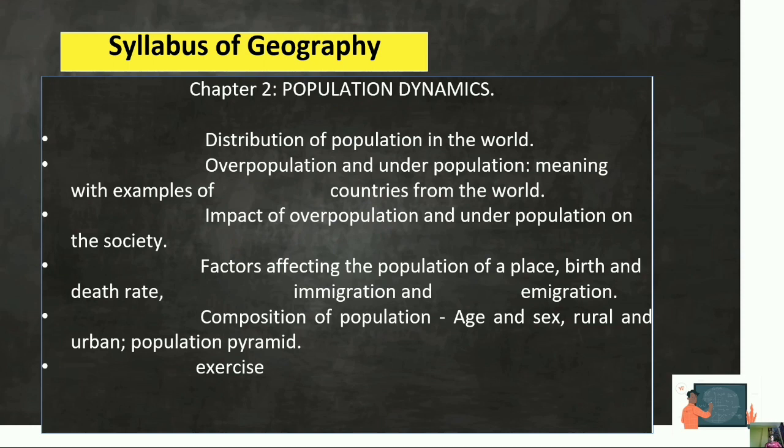Then we will also know about the birth rate, death rate, and the migration. And next we will learn the compositional factors like age and sex, rural and urban type of population. Then we will discuss the population pyramid. And finally, we will practice some exercises regarding this topic. Okay.